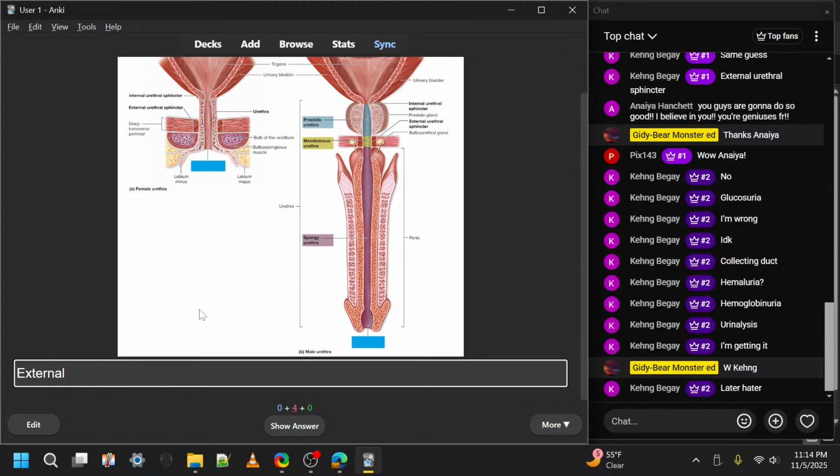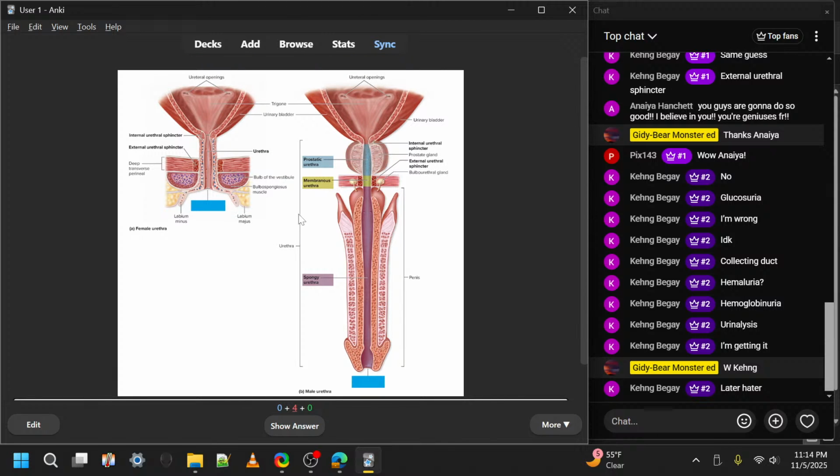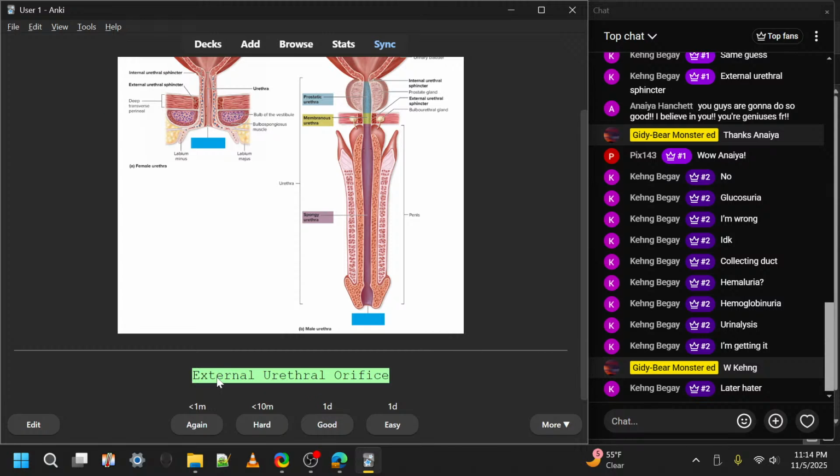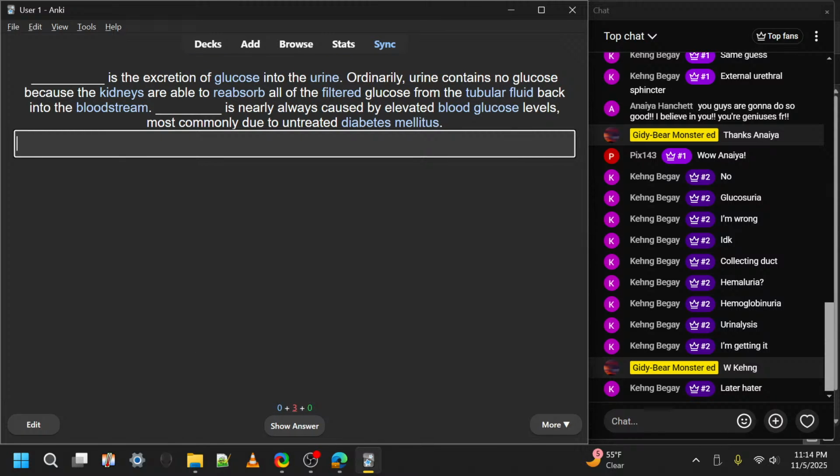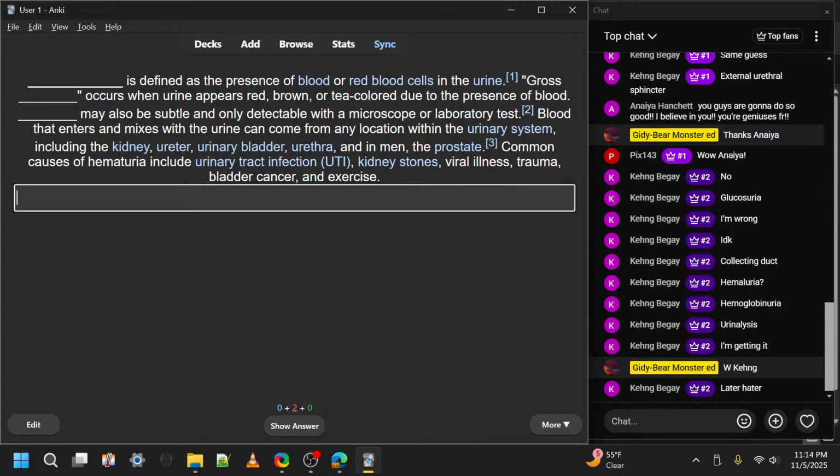External urethral orifice. External urethral orifice. And there is an internal urethral orifice right there. Okay, blank is the excretion of glucose. Glycosuria. Blood in your urine is hematuria.